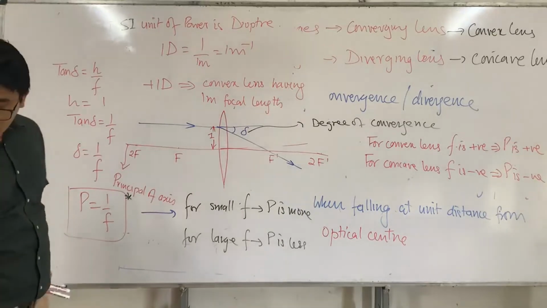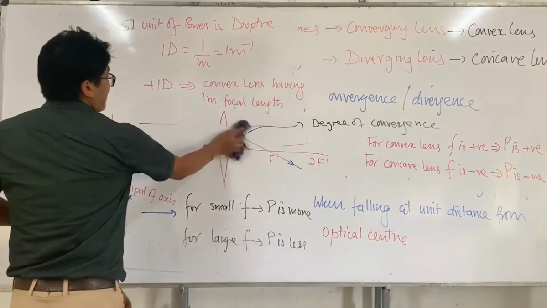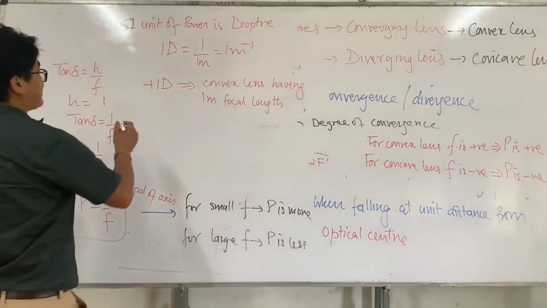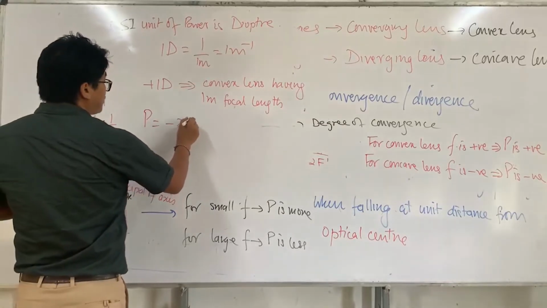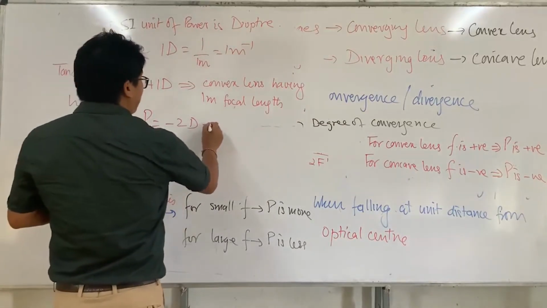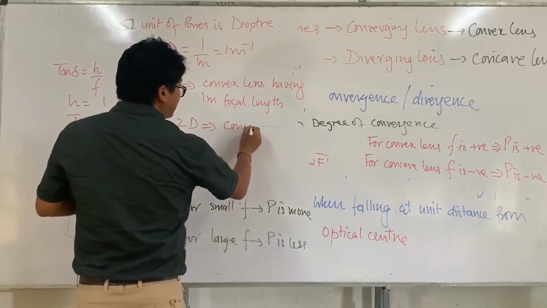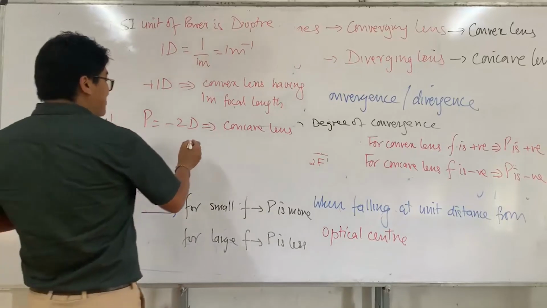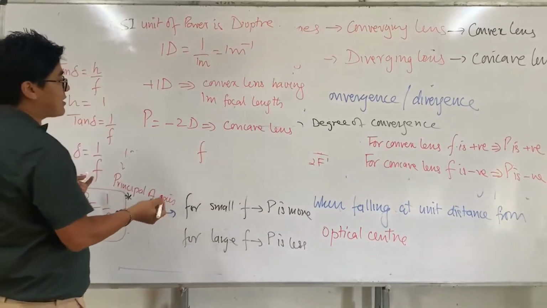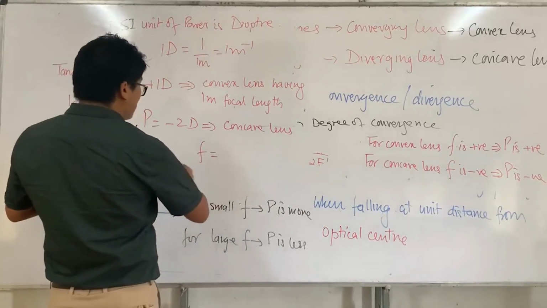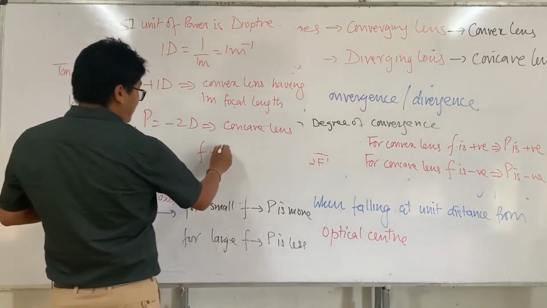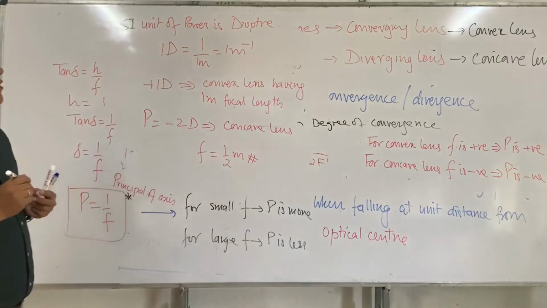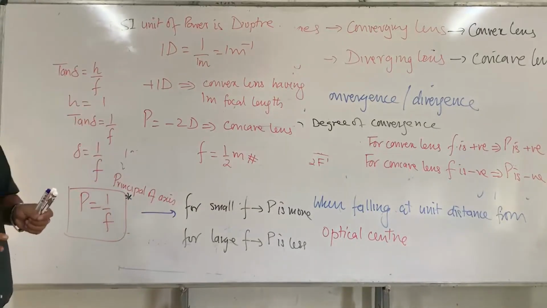Alright? And then if the power of a lens is, let's say, minus 2 D, which implies again it is a concave lens. Why? Because power is minus, and the focal length must be smaller, right? So the focal length is equal to half a meter. Alright, this is all about the power of a lens.